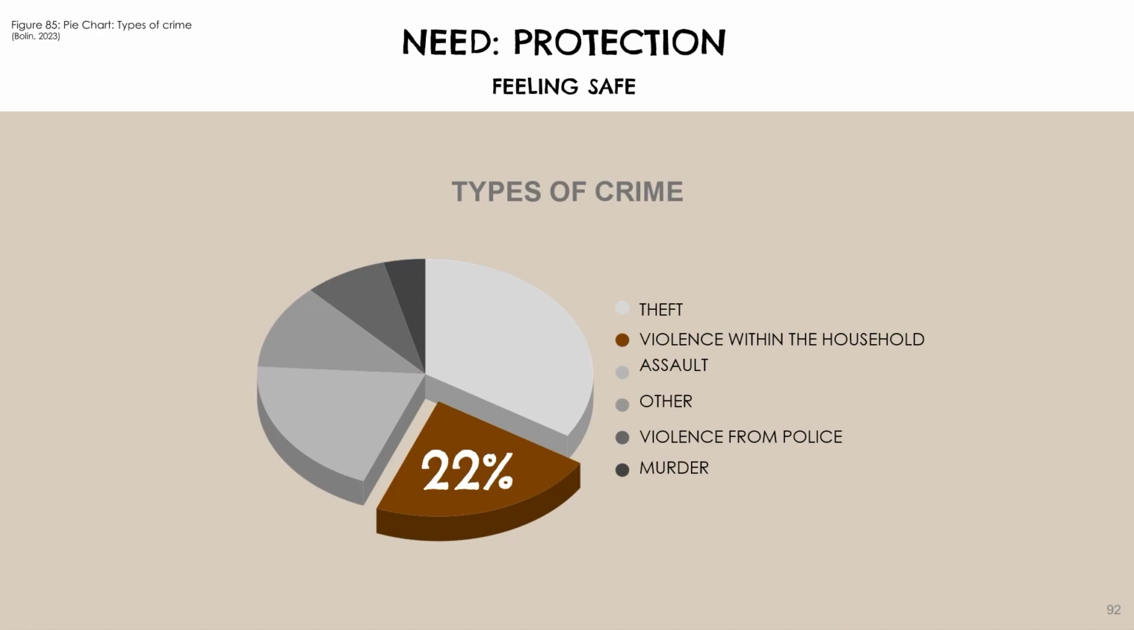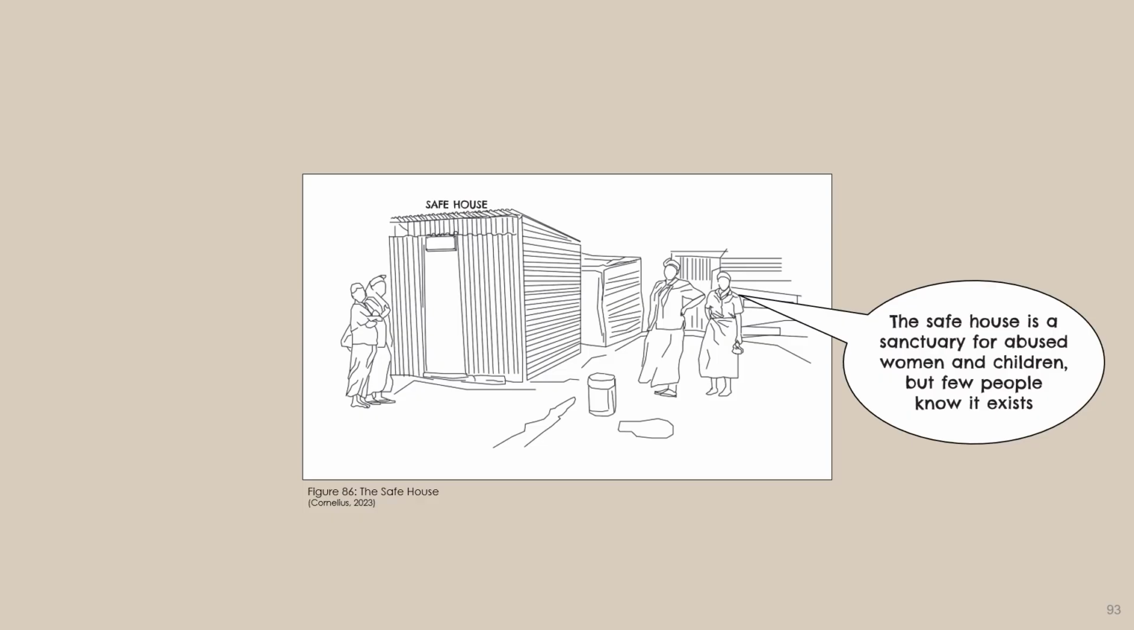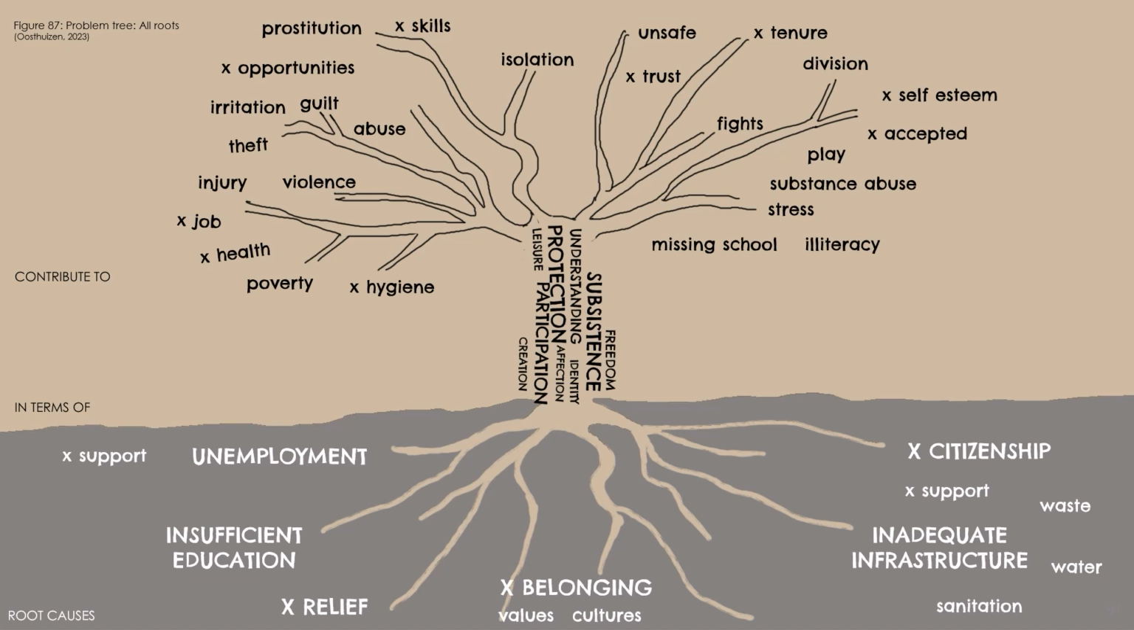There is a safe house in the settlement, which is a sanctuary for women and children victim to violence, but not everyone makes use of it. We've come to realize that the most significant findings were mainly the alarming water conditions and the safety. The most vulnerable groups, in our opinion, are the women and the children.